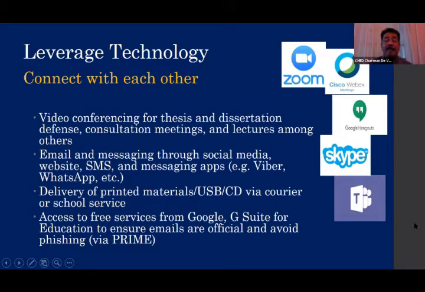I don't know the level at which universities are doing it now. There's wide variance across public and private and across certain types of universities. But we have to seriously go into this. Second, using email and messaging to social media. Third is delivery of printed materials through USB, through CD, via courier or school service. And the fourth is access to free service from Google, G Suite for education to ensure emails are official and avoid phishing. Next, please.